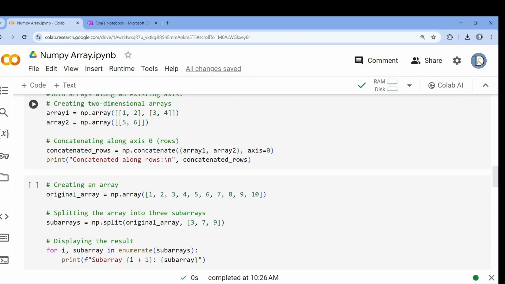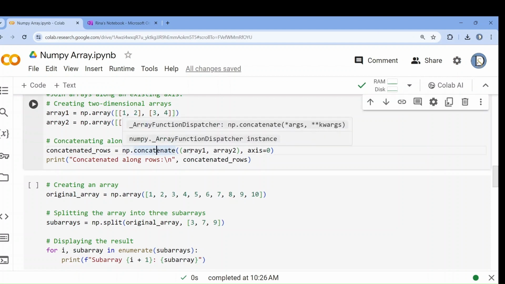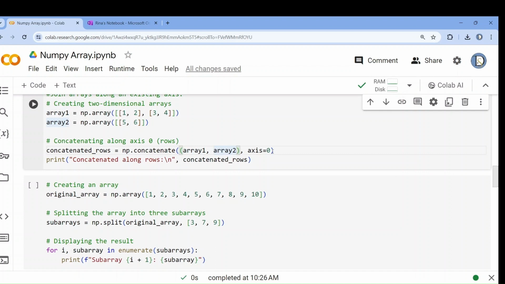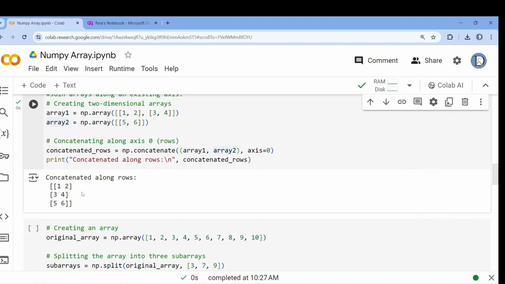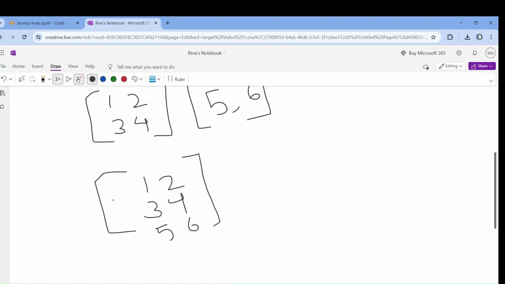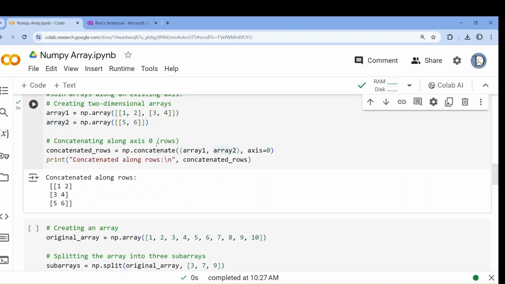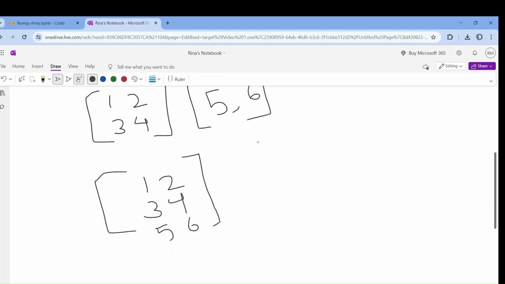So we have to write the np.concatenate function, array1 comma array2 comma axis equals 0. 0 means it will concatenate row wise. Let me show you. Clear? 1, 2, 3, 4, 5, 6. Okay. You have to use the concatenate function and pass axis equals 0. That's all.